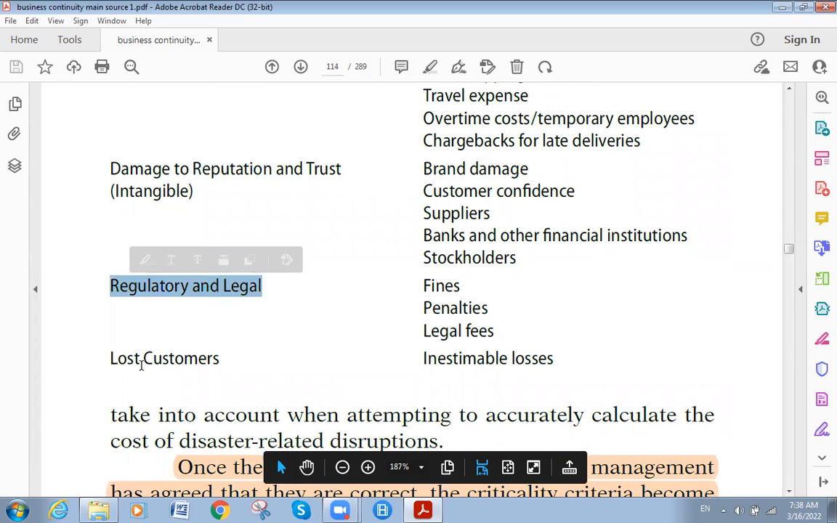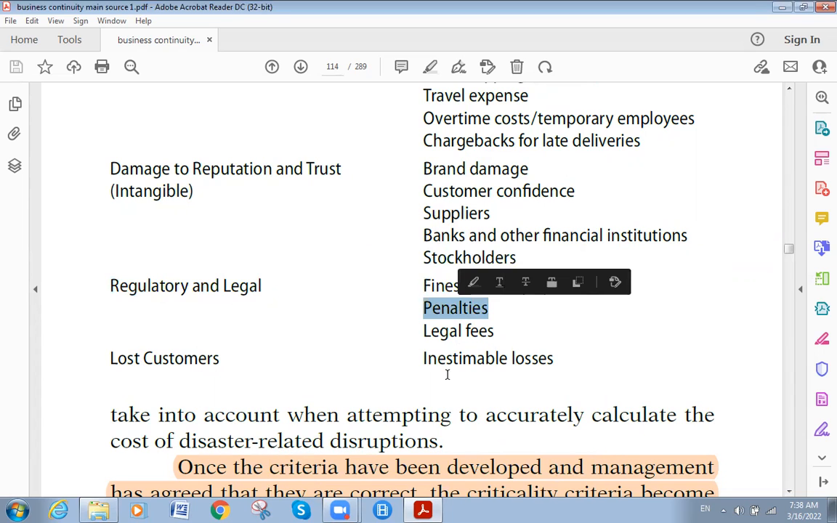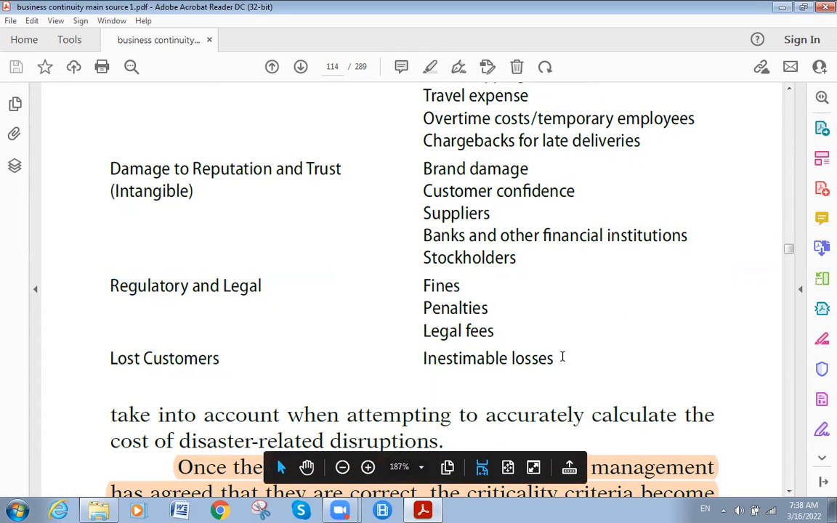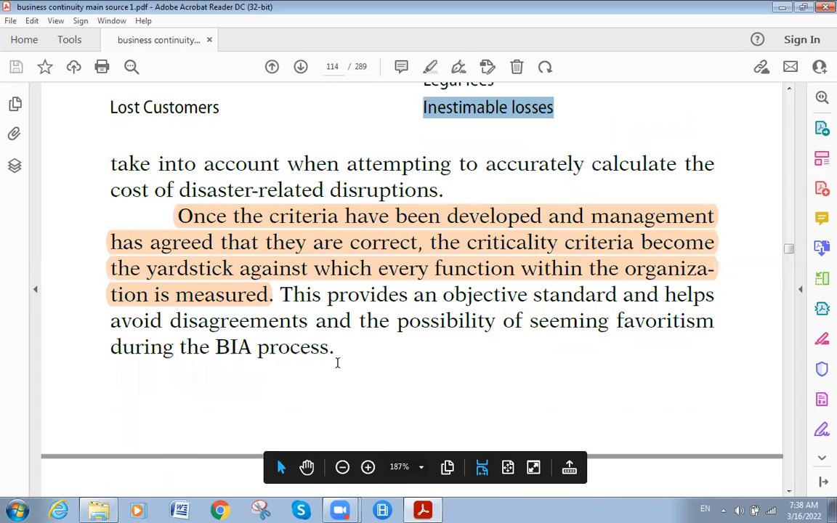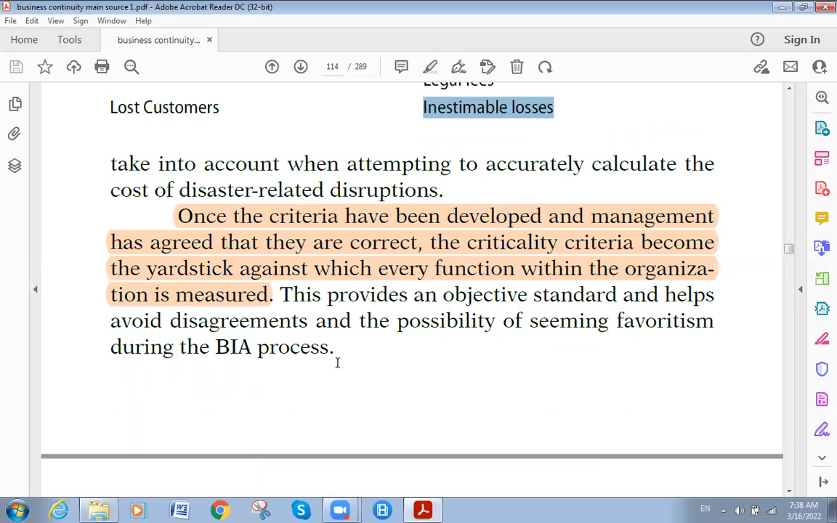Legal and regulatory, like fines, penalties, legal fees, those are regarding the regulatory. Lost customers, like those losses which we incur from the customers when they turn to other suppliers or sellers. How many customers did we lose? This is also another point of hazard, customers lost.